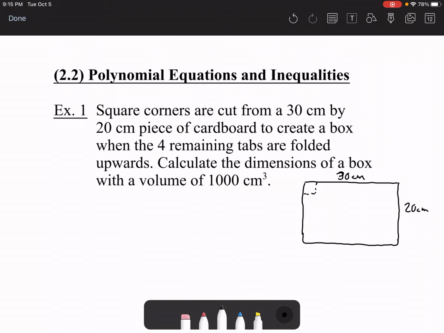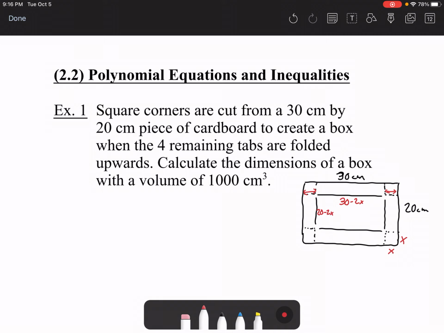We're going to cut corner pieces out of it like this, from these corners right here. And we're going to fold along this line, along this line, along this line, and along this line to make an open top box. Well, if these corners are each considered x, then this distance would be 30 minus 2x, because we take off an x here and an x here from 30. Likewise, this distance would be 20 minus 2x.